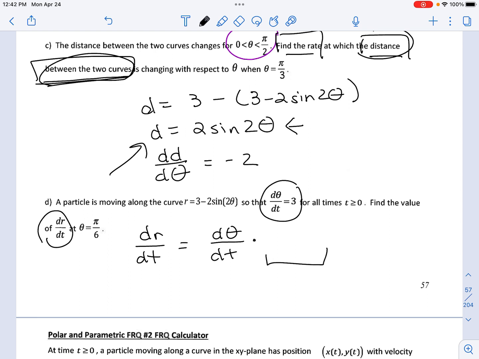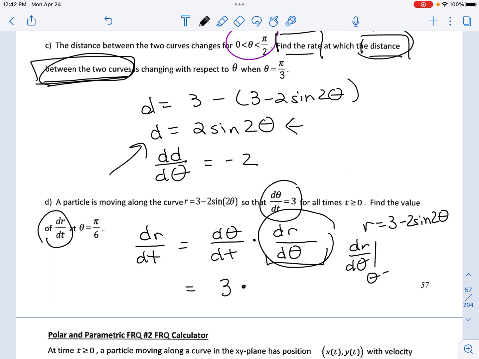Notice that the dt has to stay, but I really need the d thetas to cancel, so I need a piece with a d theta on the bottom, and then I need dr on the top. So in order to find dr dt, d theta dt is 3, but somehow I need dr d theta. Well, the equation we're talking about is this equation. That's an equation that relates r and theta, so you can use your calculator to find this derivative at pi over 6, and if you do that, you end up with -2, so this is going to be -6.